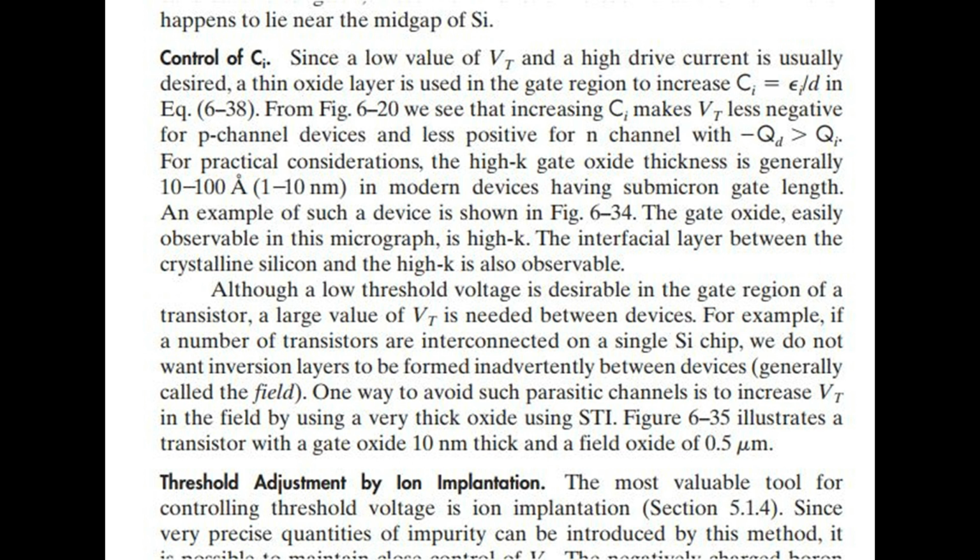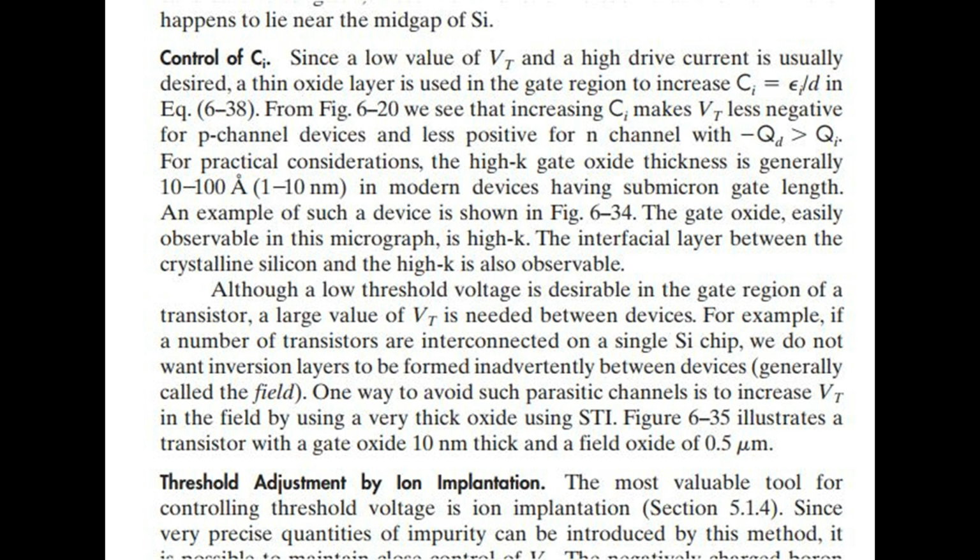Although a low threshold voltage is desirable in the gate region of a transistor, a large value of Vt is needed between devices. For example, if a number of transistors are interconnected on a single Si chip, we do not want inversion layers to be formed inadvertently between devices, generally called the field. One way to avoid such parasitic channels is to increase threshold voltage in the field by using a very thick oxide using STI. Figure 635 illustrates a transistor with a gate oxide 10 nanometers thick and a field oxide of 0.5 millimeters. Threshold adjustment by ion implantation.